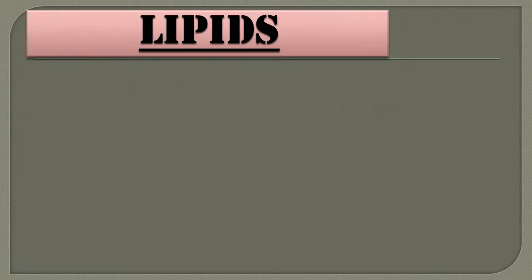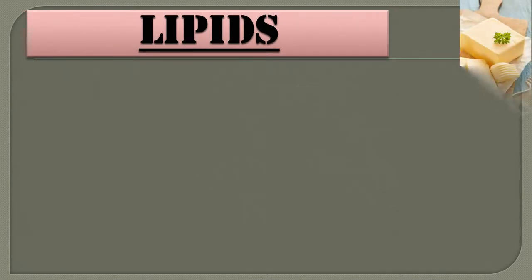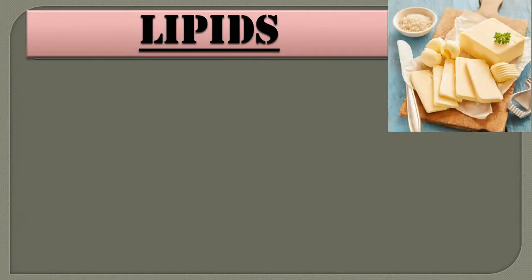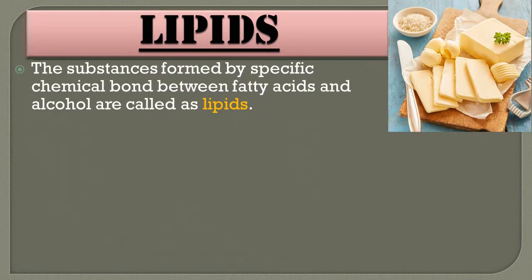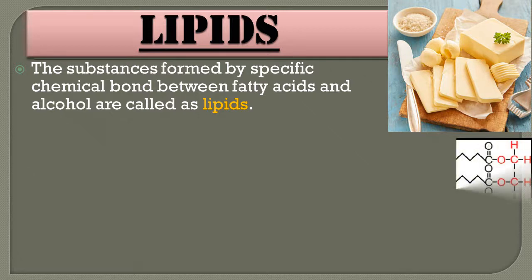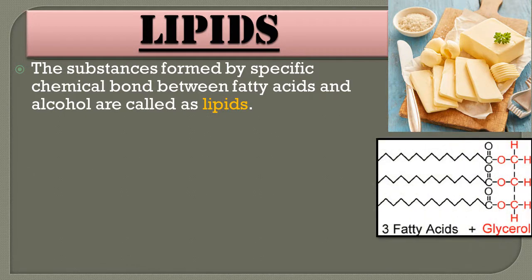Okay, now next type of food component is lipid. These are the different sources of lipids. So students, the substances formed by the specific chemical bond between fatty acids and alcohol are called lipids. Here you can observe the reaction between fatty acid and glycerol; they will form lipids.